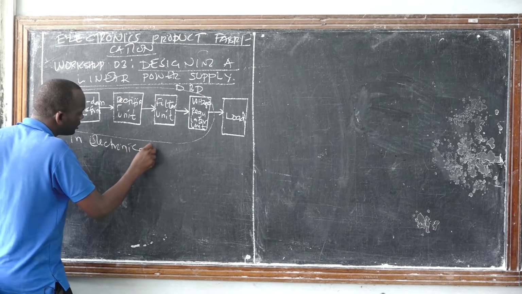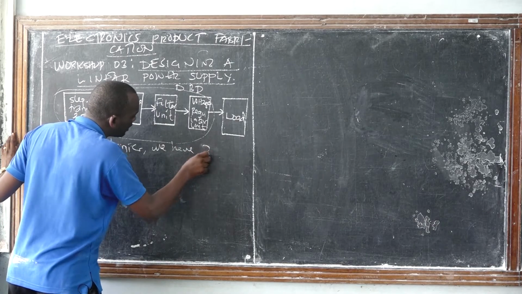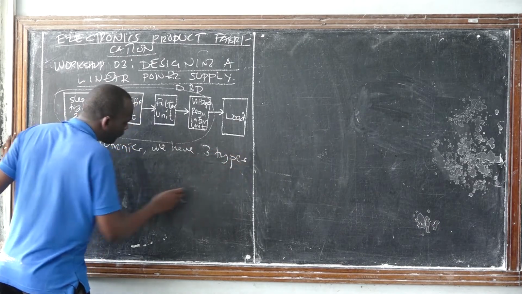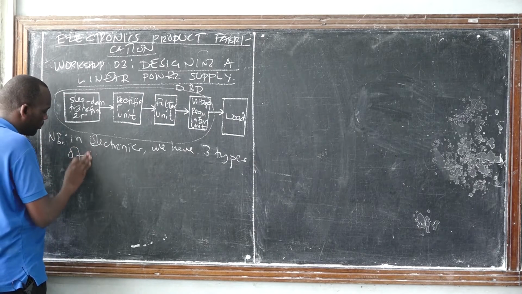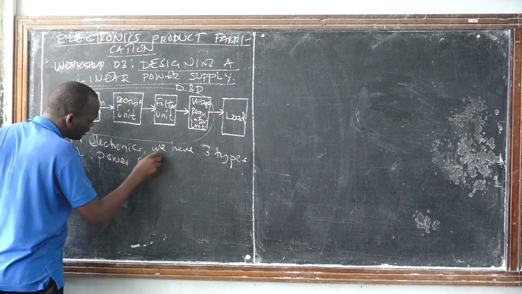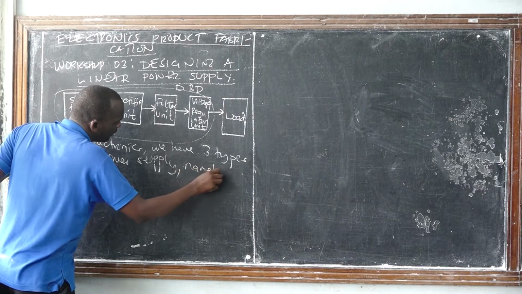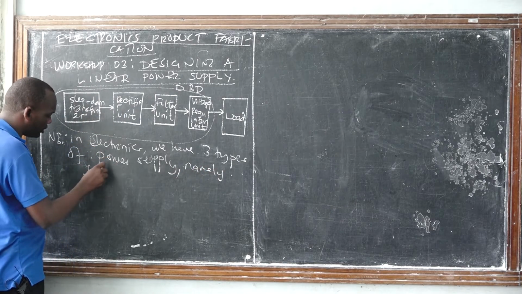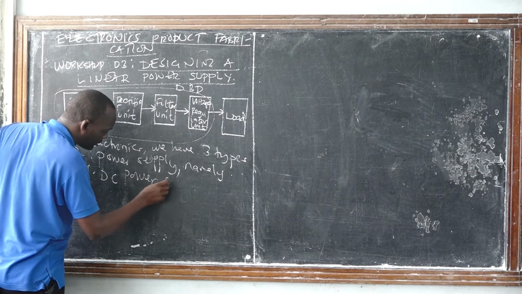In electronics, we have three types of power supply. The first one, we call it DC power supply.